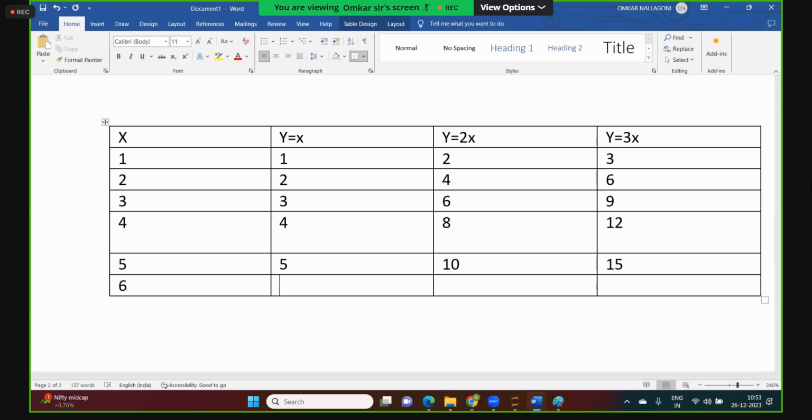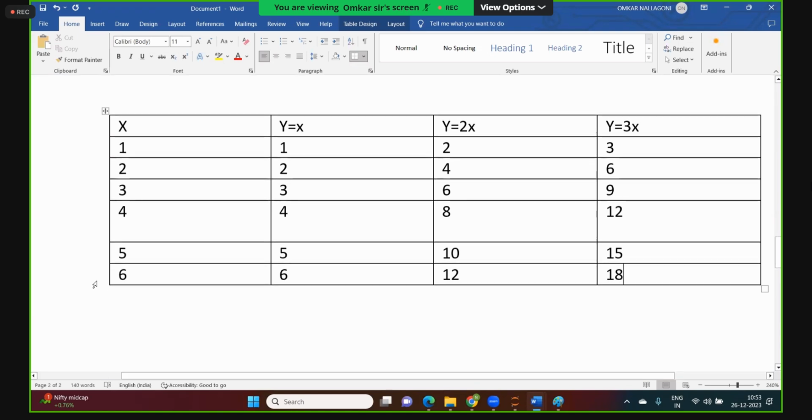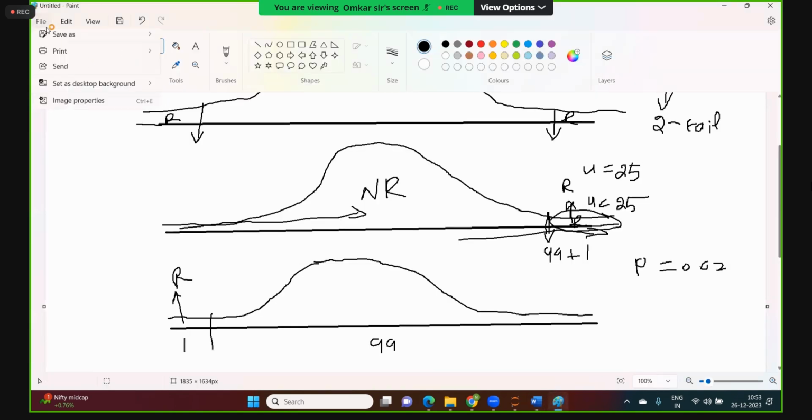Now tell me here. Draw all these three and tell me what your observation is. Everything is a straight line. Draw that and tell me.